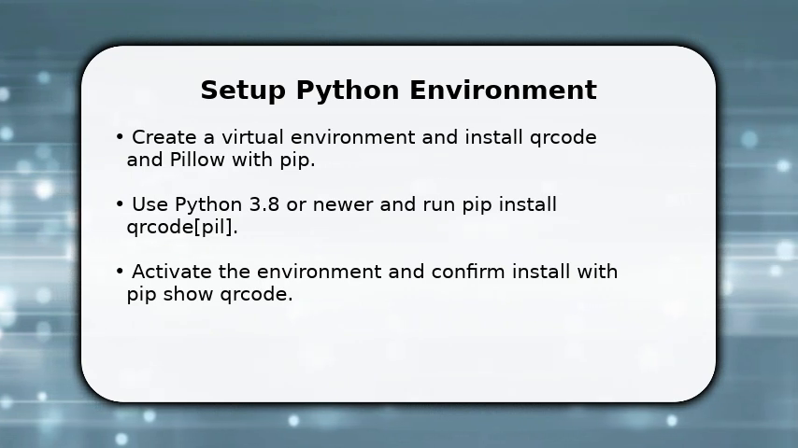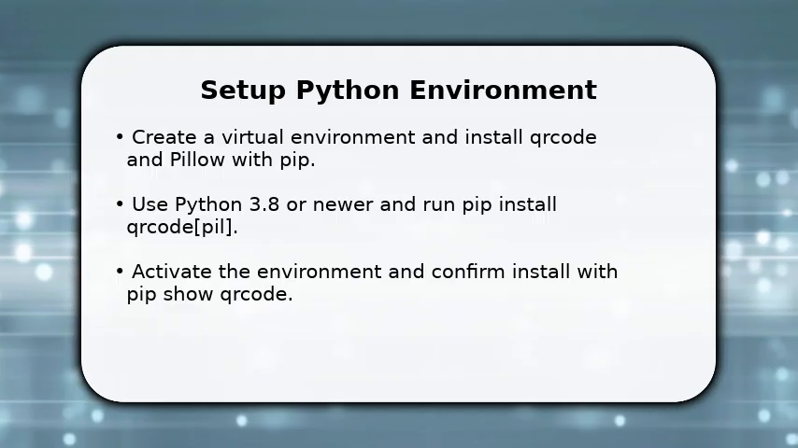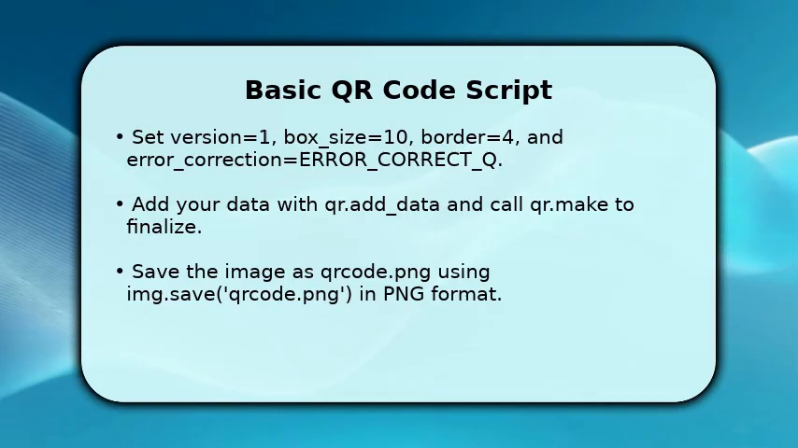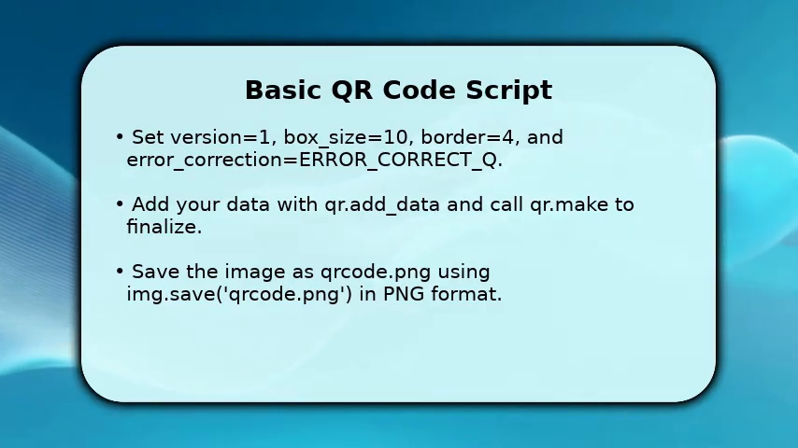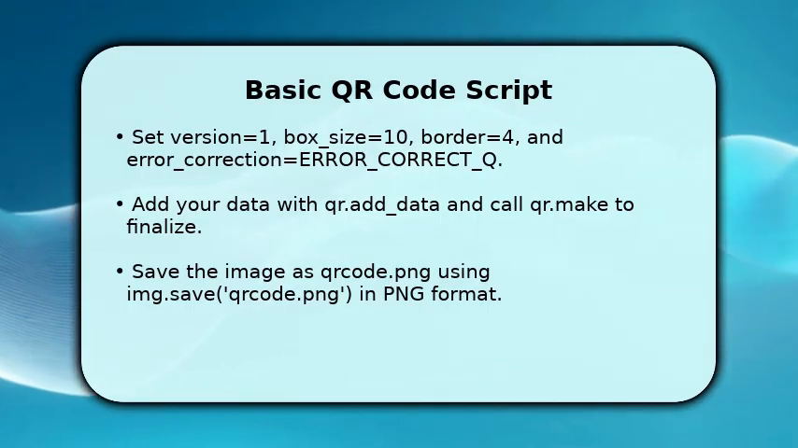Open a new Python file and import qrcode and qrcode.constants. Create a QR code object with version equals 1, box_size equals 10, border equals 4, and error_correction equals qrcode.constants.ERROR_CORRECT_Q. Call qr.add_data with the URL or text you want to encode and then call qr.make(fit=True) to build the matrix.